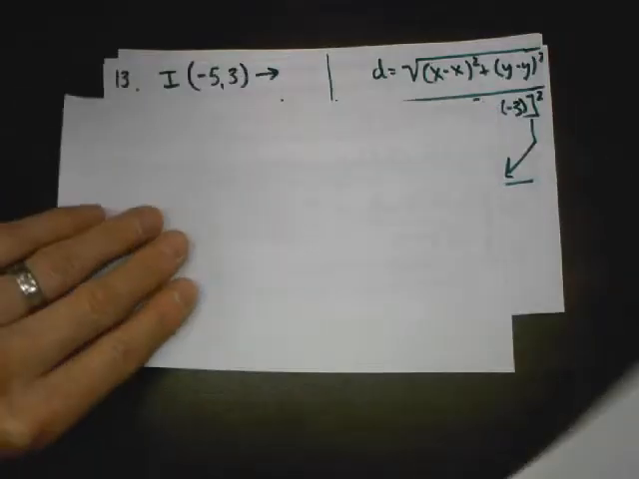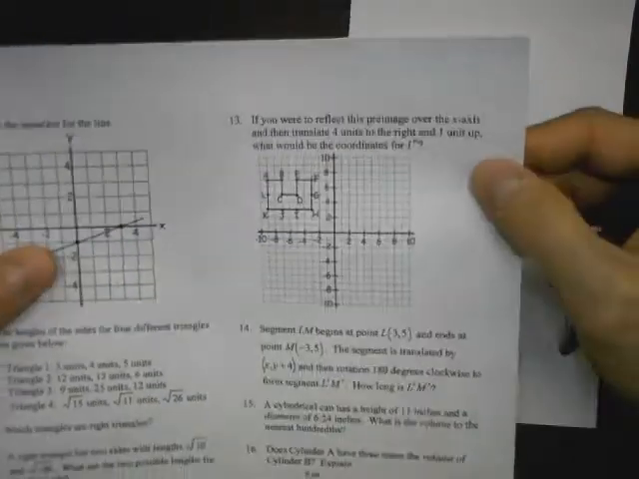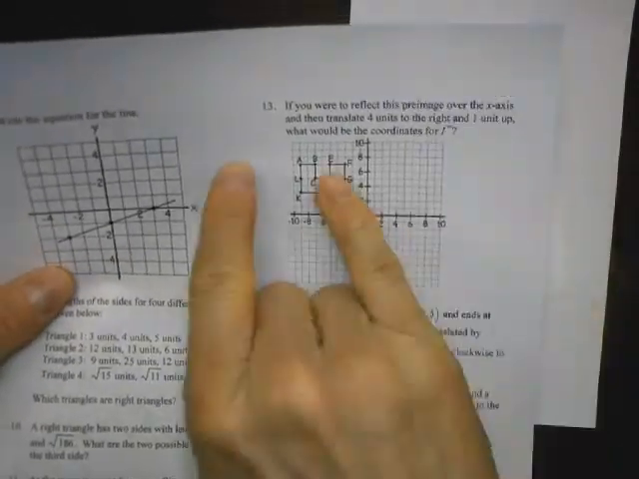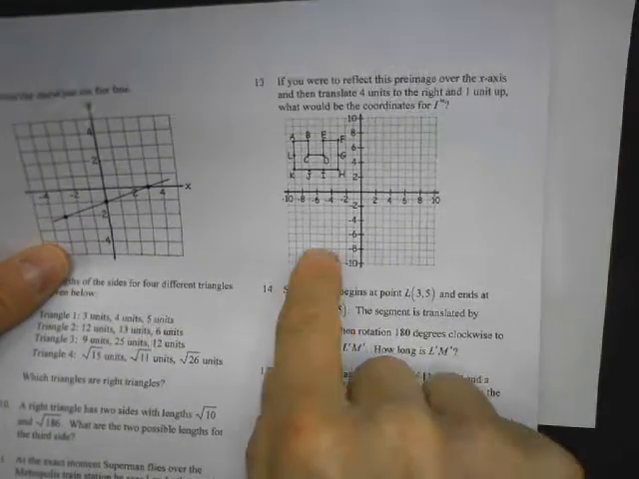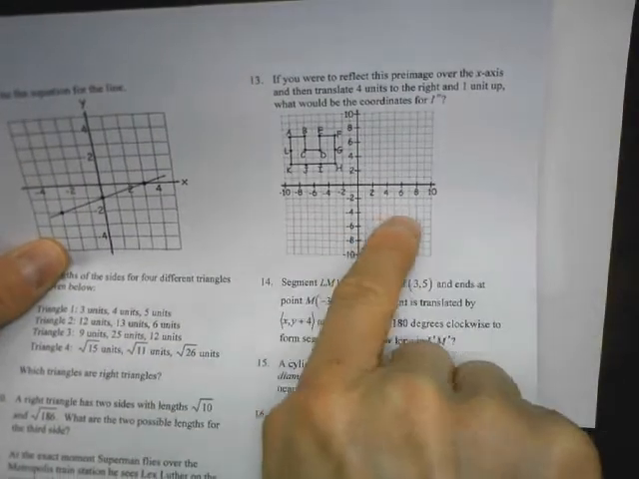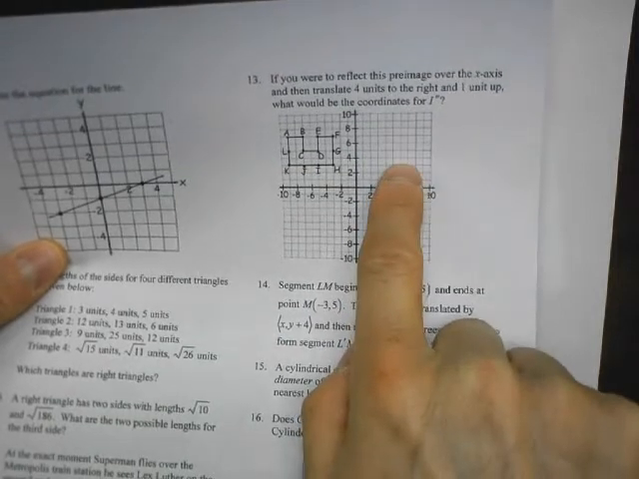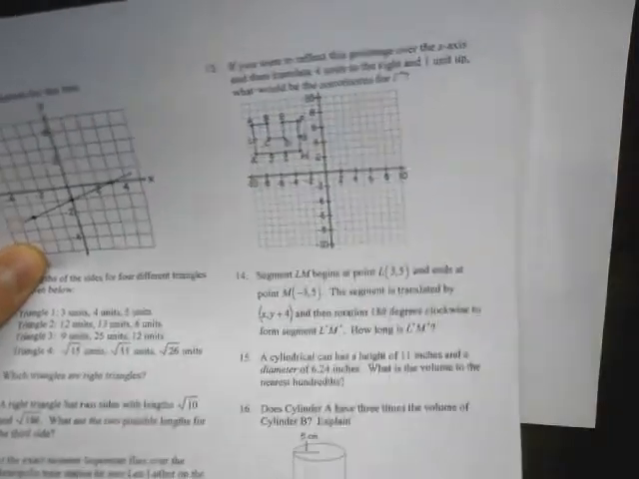Okay, now for 13 we have a drawing like this, and we're going to take this whole drawing. We're going to reflect it or flip it over the x-axis. It's going to flip down here. Woo, that's a lot of drawing. Then it says we're going to translate or slide to the right and then slide one up. And then we got to find the coordinates for I. That's a tremendous amount of work.